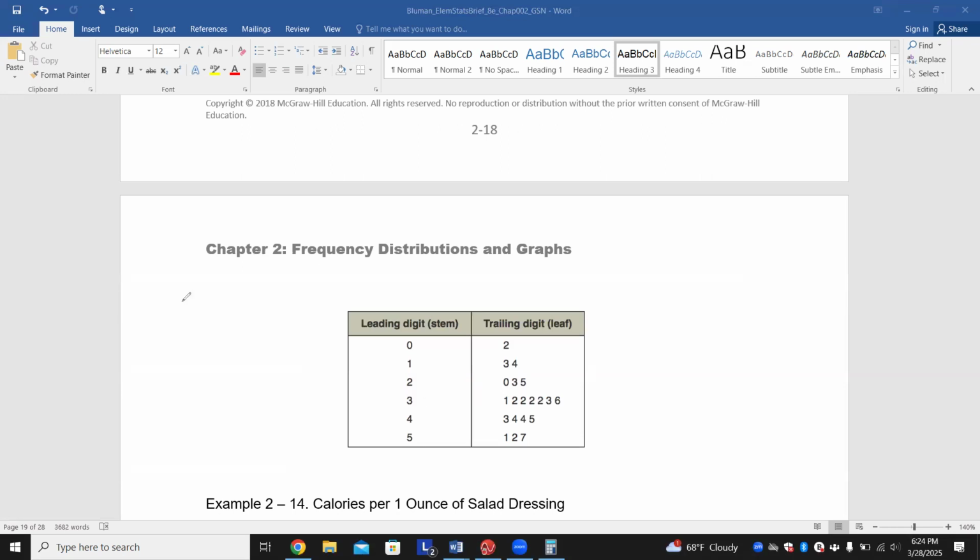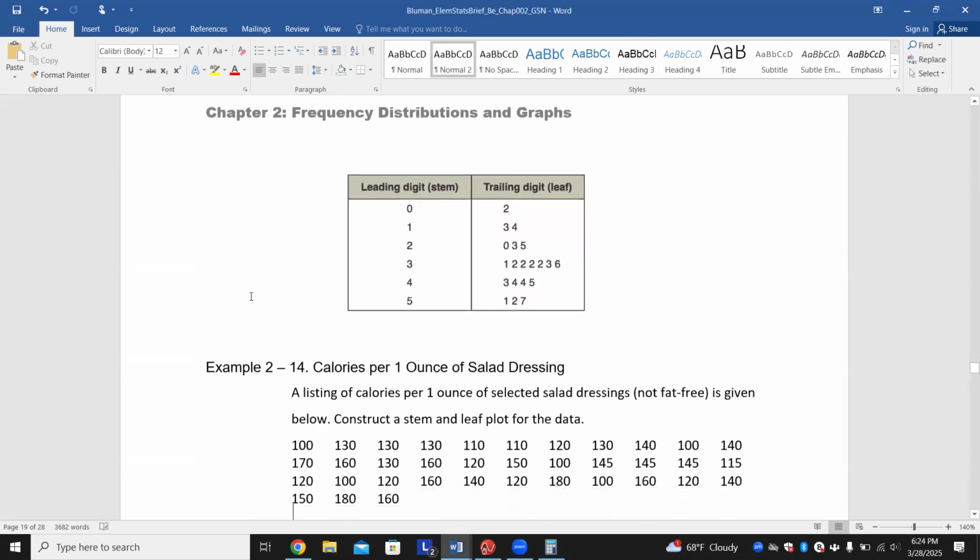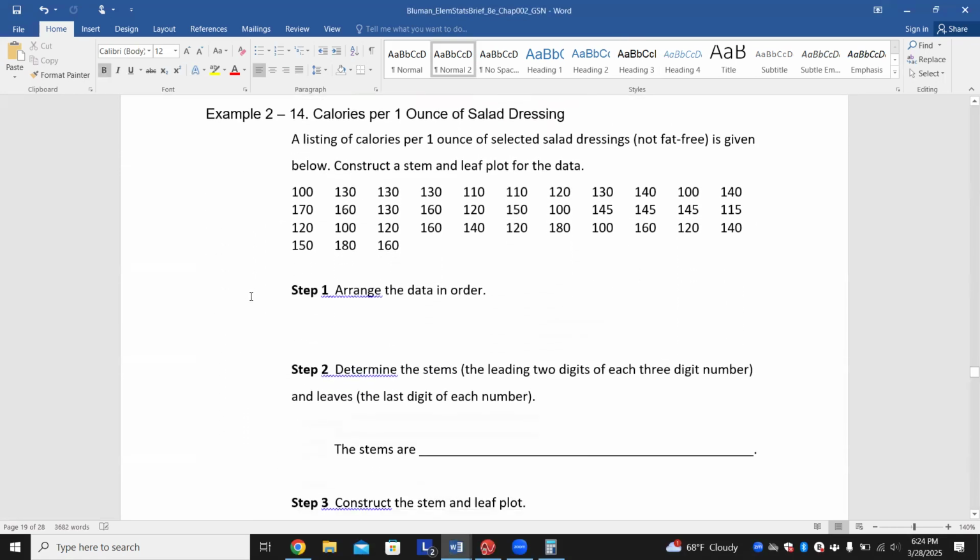All right, so let's produce one of our own that's not already done for us. In example 14, we're going to look at calories per 1 ounce of salad dressing. So it says a listing of calories per 1 ounce of selected salad dressing, not fat-free, as if it matters, is given below. Construct a stem and leaf plot for the data.